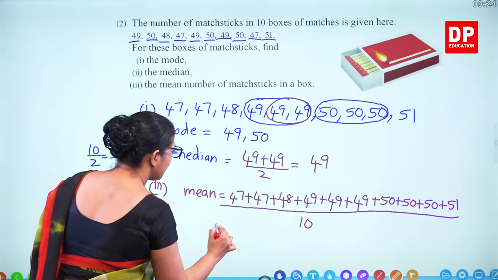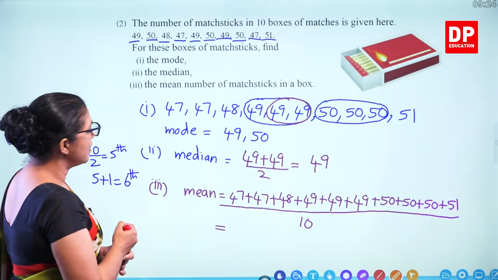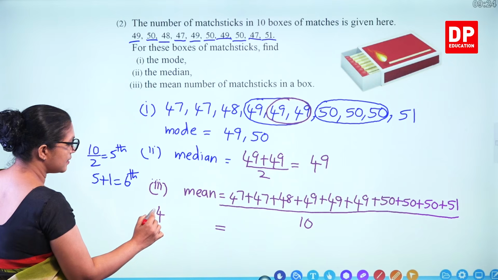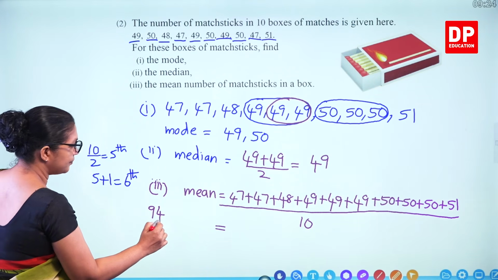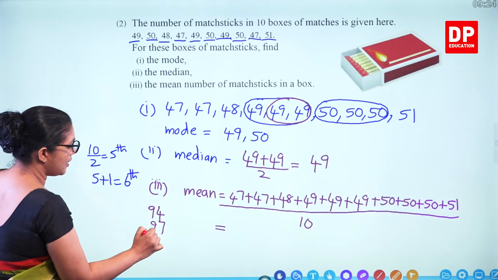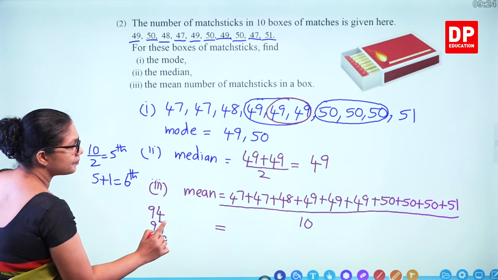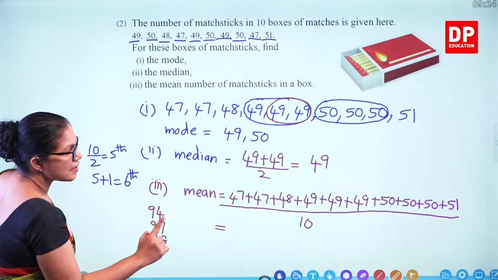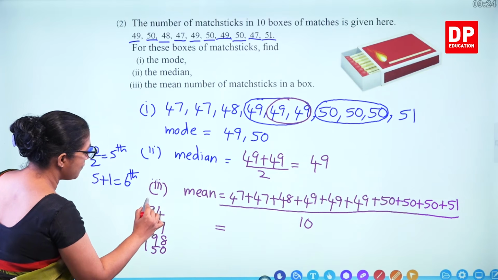Divide by 10. Now add it, we'll add 2 at a time. 47, 47, 94. 48 and 49, 97. 49 and 49, 98, and 53 times. So that's 150 and another 51.